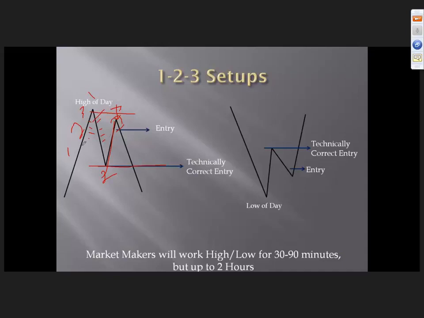Understand that this structure takes 30 to 90 minutes to build. Because it doesn't take into account V-tops and V-bottoms, like when you get just this one structure right here and price goes out.